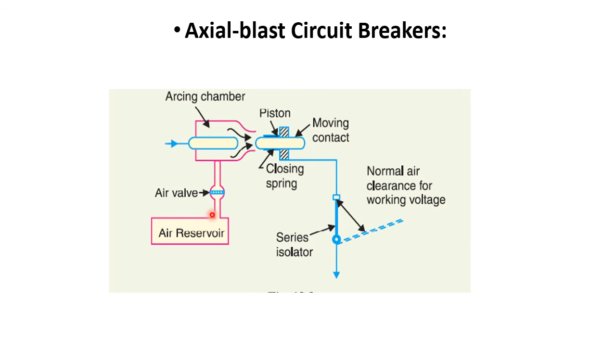From the air reservoir, the air flows to the arcing chamber. The high pressure air entering the arcing chamber pushes away the moving contact. Because of the high pressure air, the moving contact separates against the spring which is over here. Because the moving contact is separated, an arc is struck. At the same time, the high pressure air coming from the air reservoir flows along the arc and takes away the ionized gases along with it. Consequently, the arc is extinguished and the current flow is interrupted.